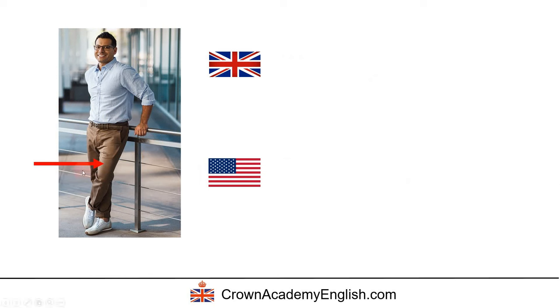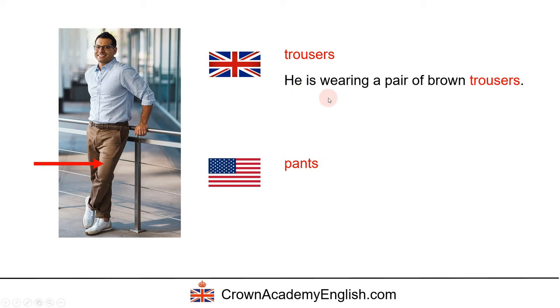This item of clothing in British English, we call them trousers or a pair of trousers. In American English, they call them pants. He is wearing a pair of brown trousers. He is wearing a pair of brown pants.